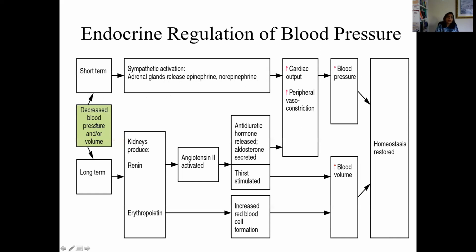Then a long-term effect is through the release of renin and erythropoietin. Renin, the angiotensin-aldosterone pathway. Then we are also talking about antidiuretic hormone. All of that should increase blood volume.